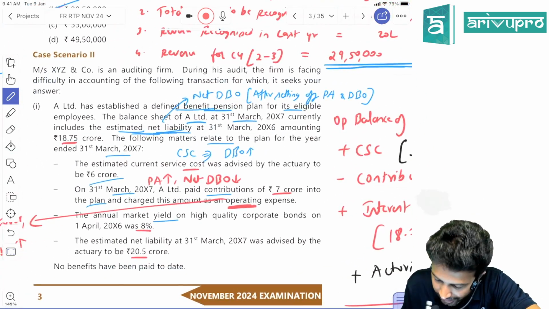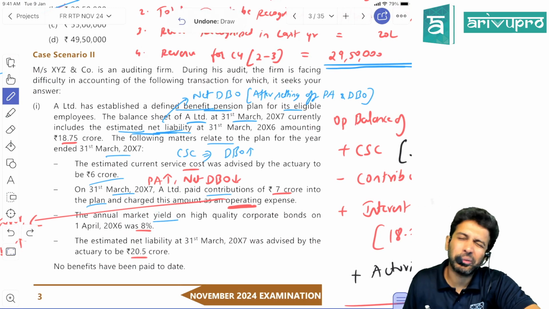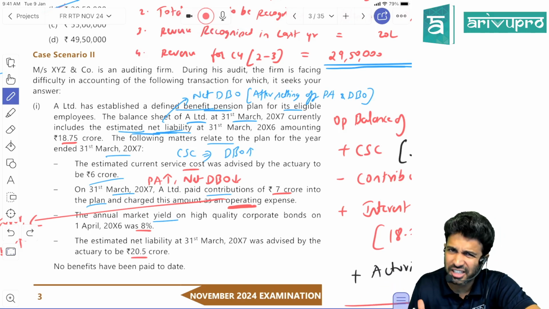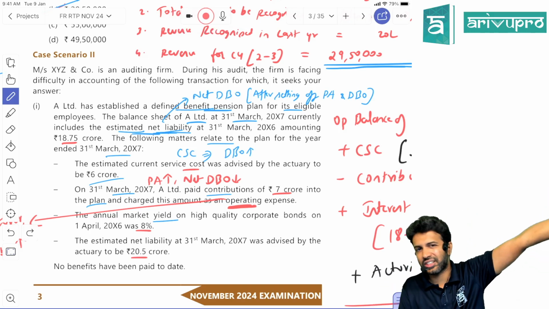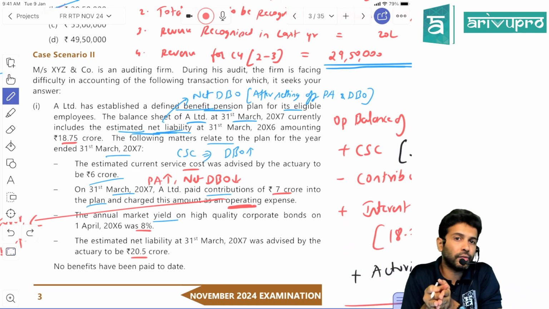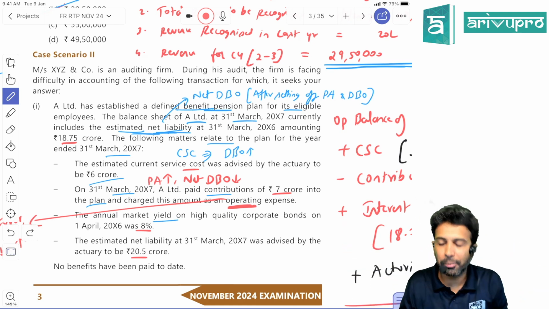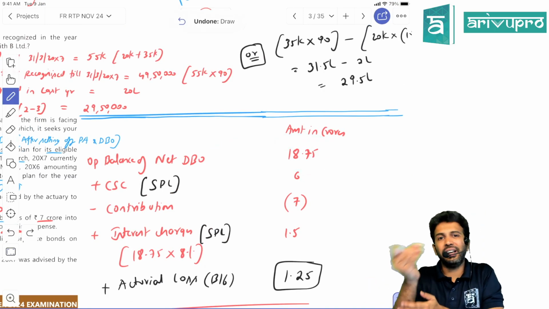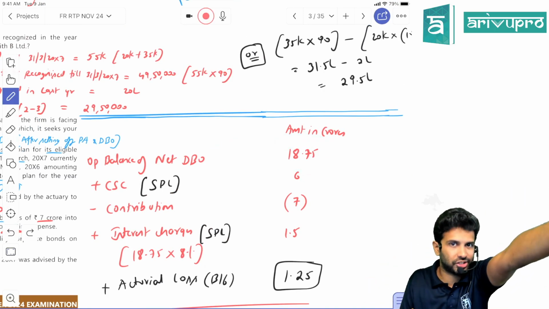Alright, the annual market yield on high quality corporate bond is 8%. Now we have to calculate interest income and interest expense on plan assets, no sir. But they have not given plan assets and DBO separately. They have given a netted off number. So which is the net number higher? Net DBO is the higher number. So that means on the liability, we have to calculate interest charges. We have done this, right?